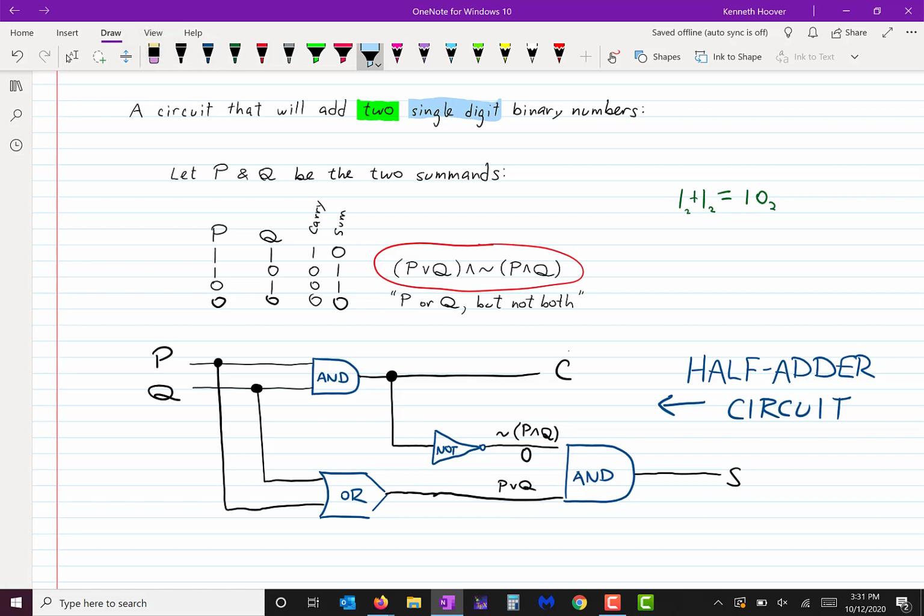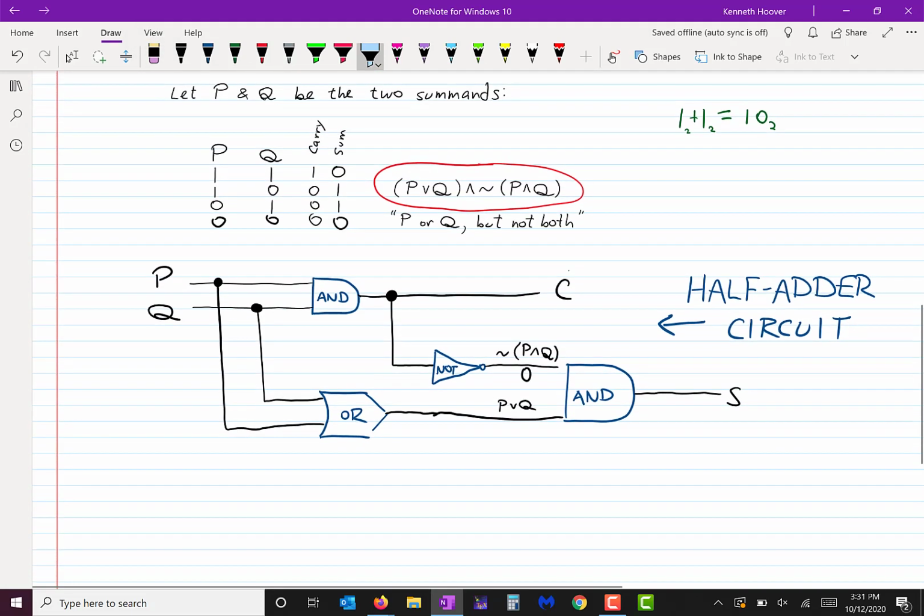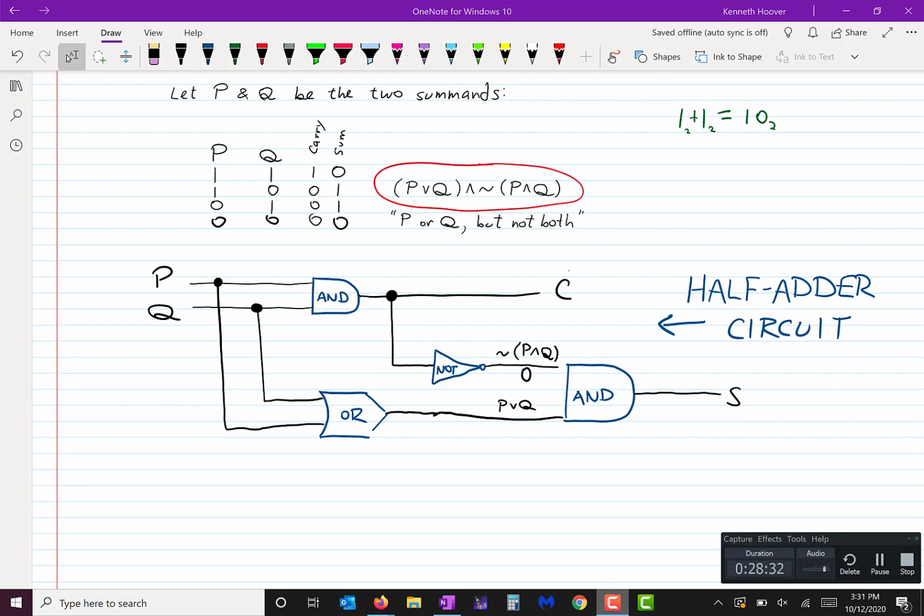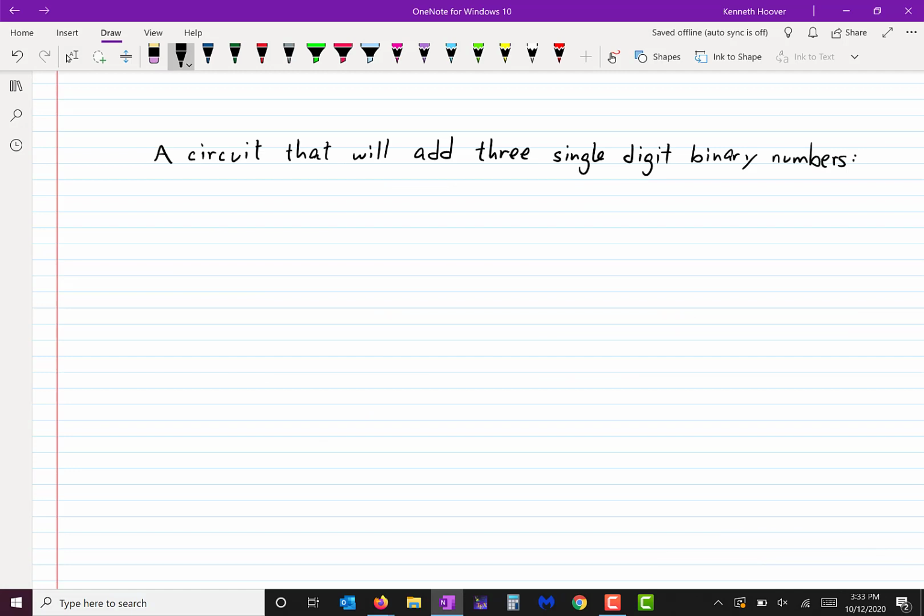All right, let's go ahead now and take the next step. Okay, now we're going to make a circuit that will add 3 single-digit binary numbers. And the reason why you have to be able to add 3 is because when you add 2 binary numbers together that have more than one digit, you will oftentimes end up having to add 3 numbers together because of the carryover. We saw that up here.